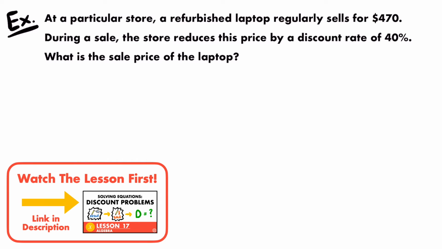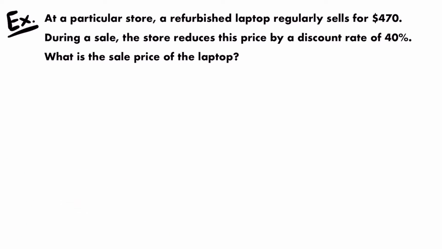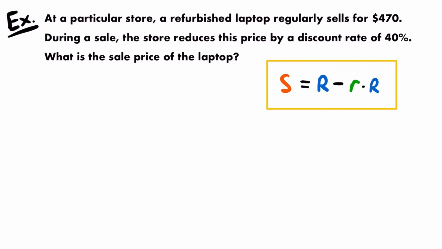Okay, so for a discount problem like this, where you're dealing with a product that has a particular price and it's being discounted by a percentage to get a new sale price, you want to use the following formula. The formula says that the sale price of a product, S, is equal to the regular price of the product, R, minus the discount rate, small r, multiplied by the regular price, R.